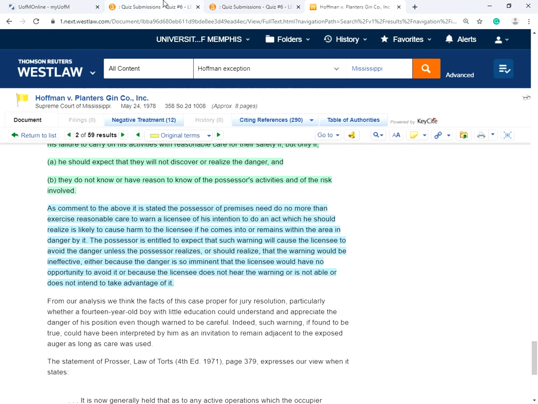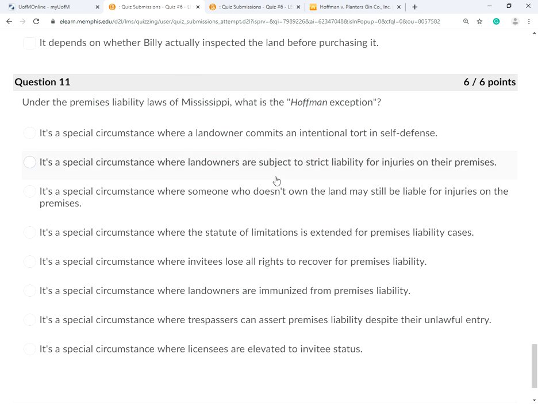So going back to the answers, I looked at these. So it's a special circumstance where a landowner commits an intentional tort of self-defense. Well, we know that from the Hoffmann case, he's not.